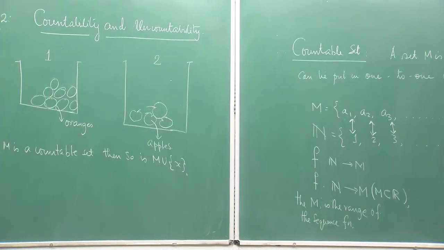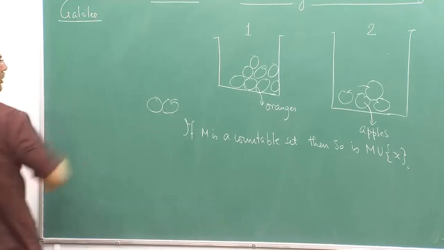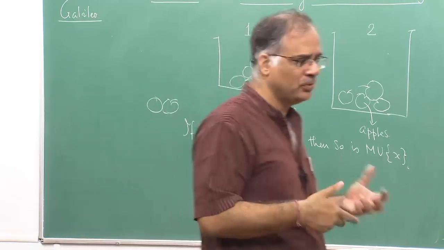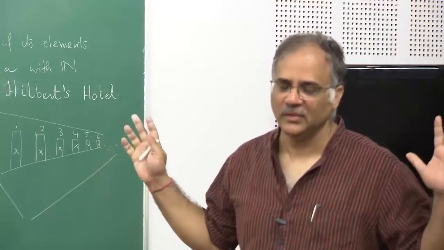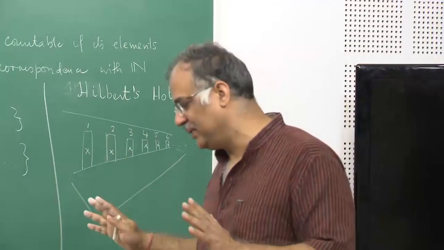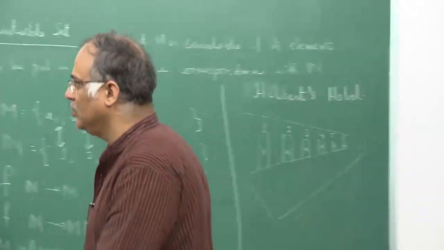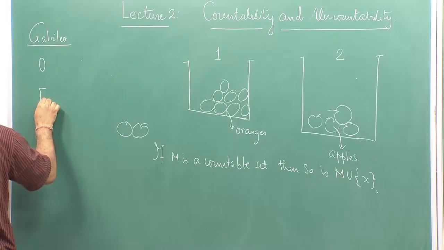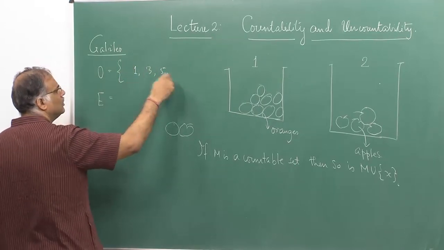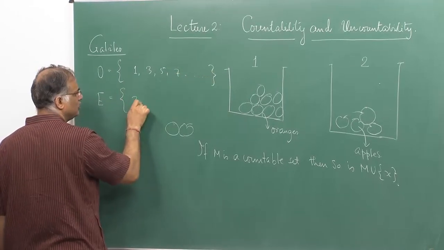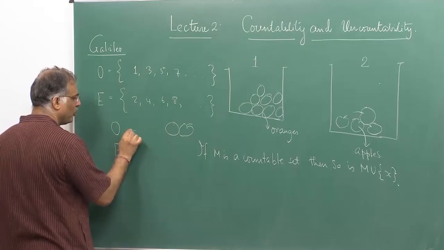So this is a simple criterion which solves many problems. Galileo observed, for example, this very strange phenomenon about the infinite world. If you take the set of odd numbers, 1, 3, 5, and so on, and the set of even numbers, 2, 4, 6, 8, and so on. Oh, sorry, I was making a mistake. The set of odd numbers is 1, 3, 5, and the set of even numbers is 2, 4, 6, 8. So now these are subsets of N. These are proper subsets of N, both O and E.